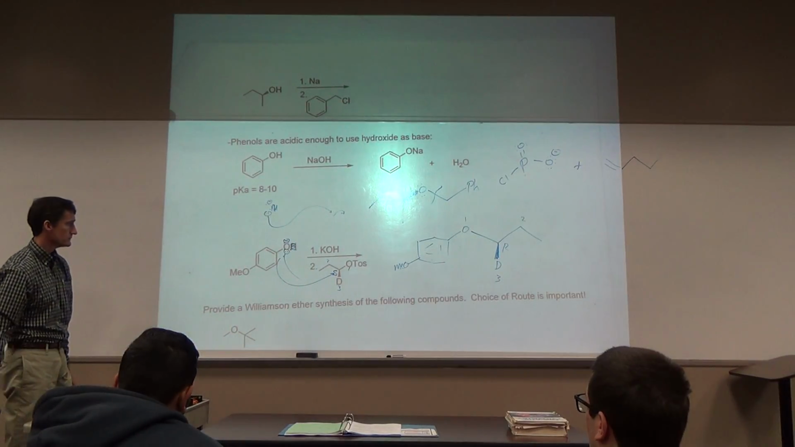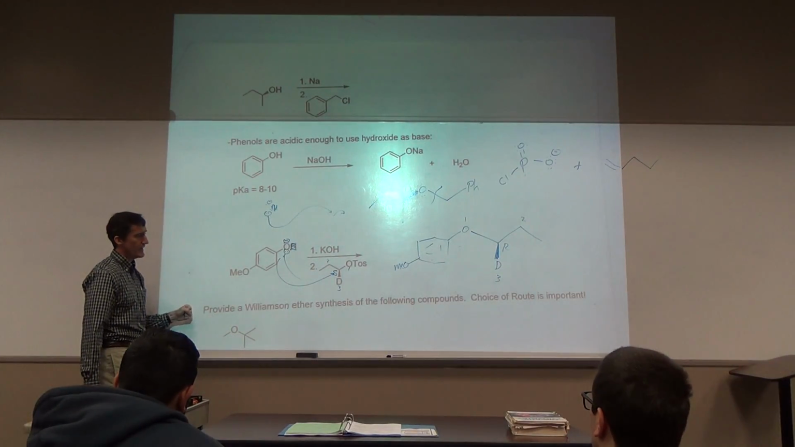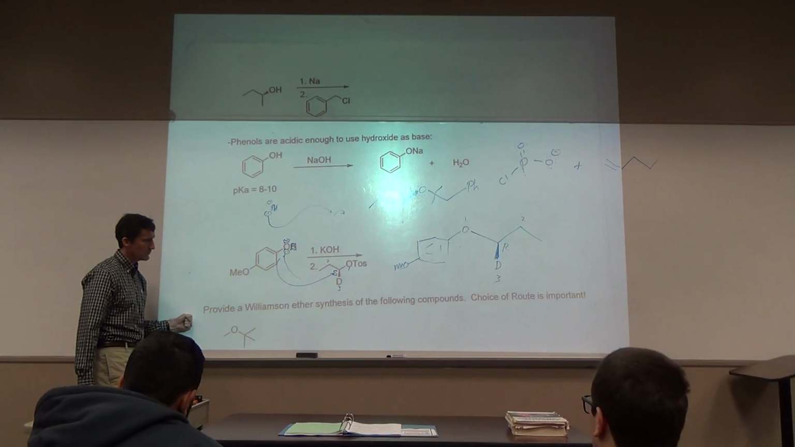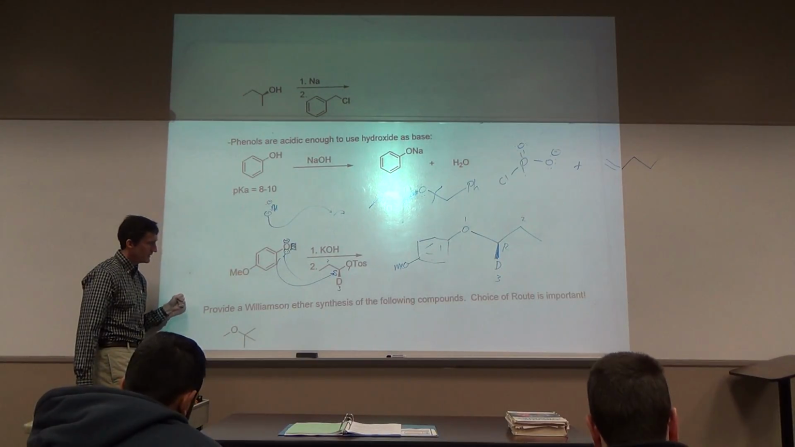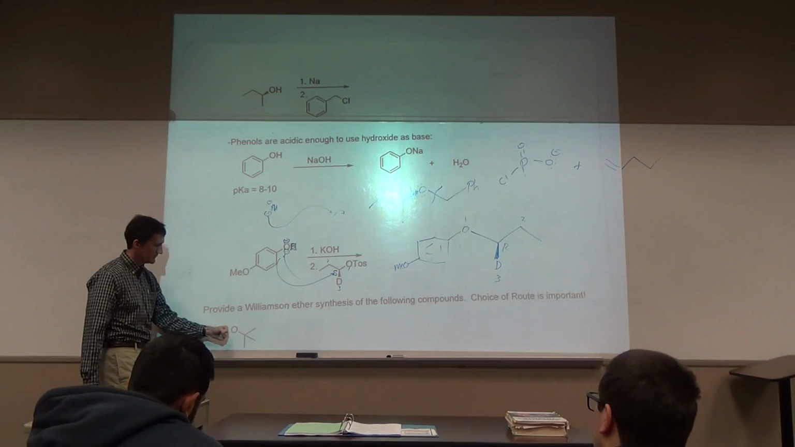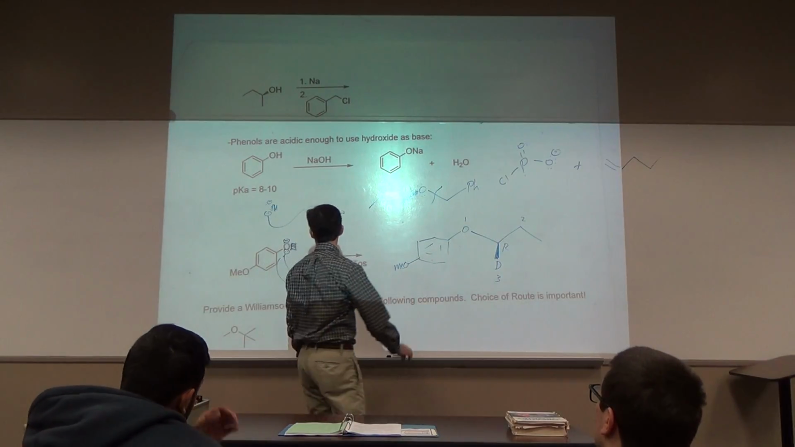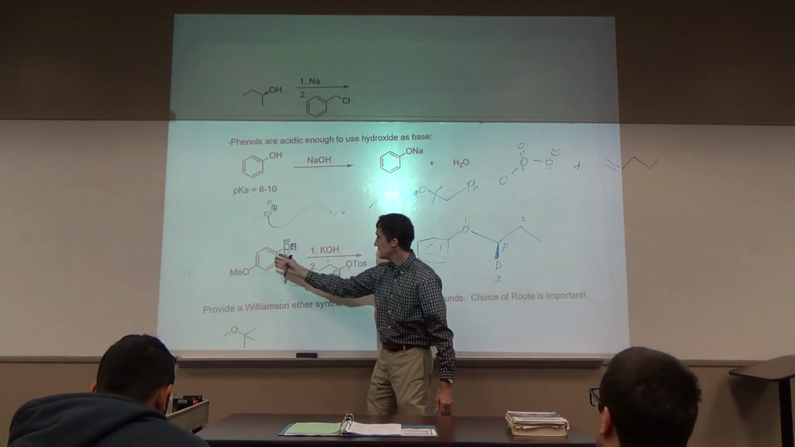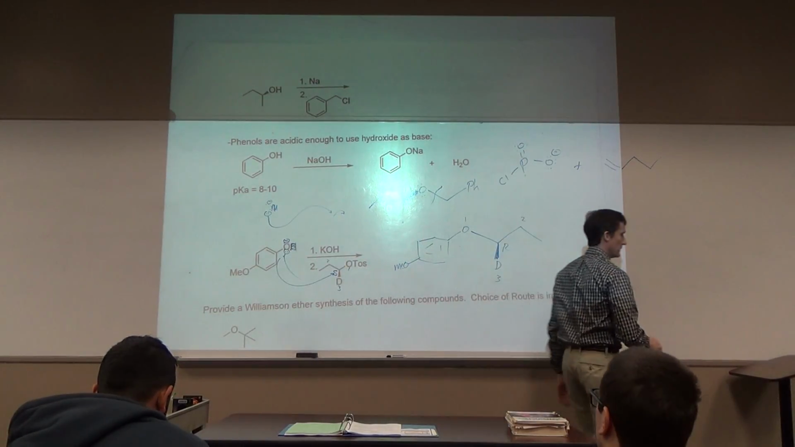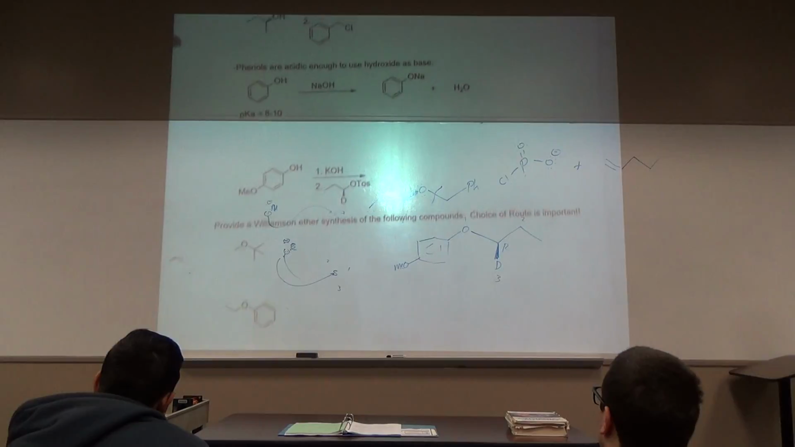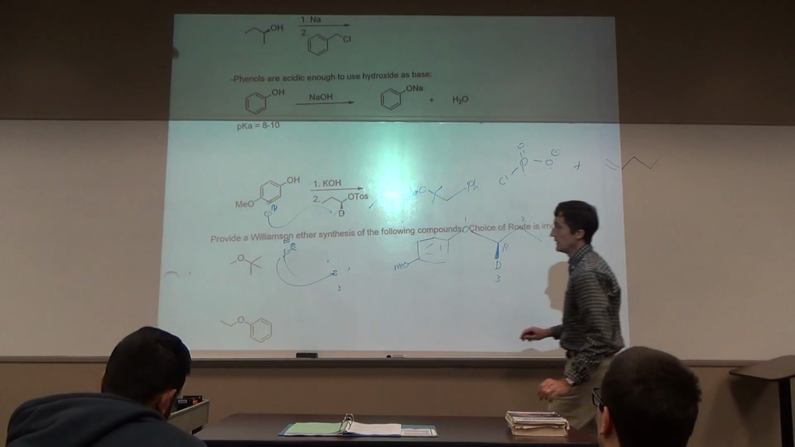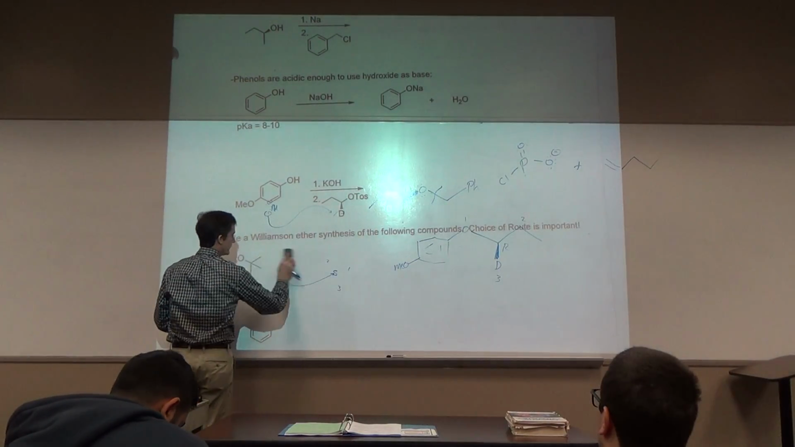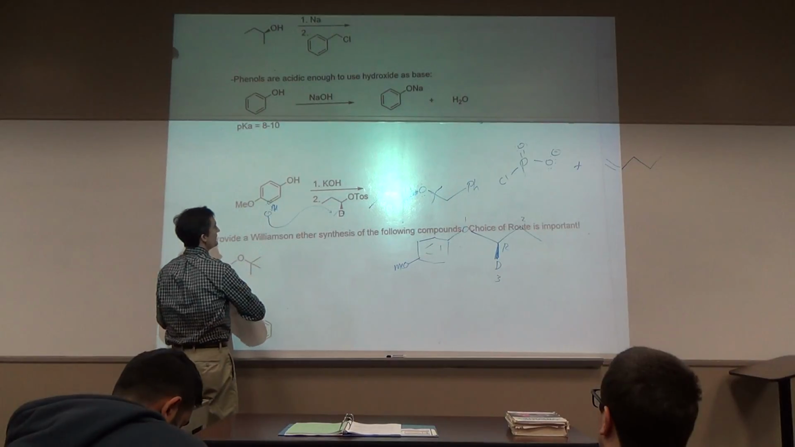Think about it. Here we need to be able to go backwards, and we're going to be doing more and more synthesis, going backwards. Can you provide a Williamson ether synthesis for this compound? That is, can you say here, I would make this by reacting this with this. How could we make this ether? What are the two components of an ether synthesis?